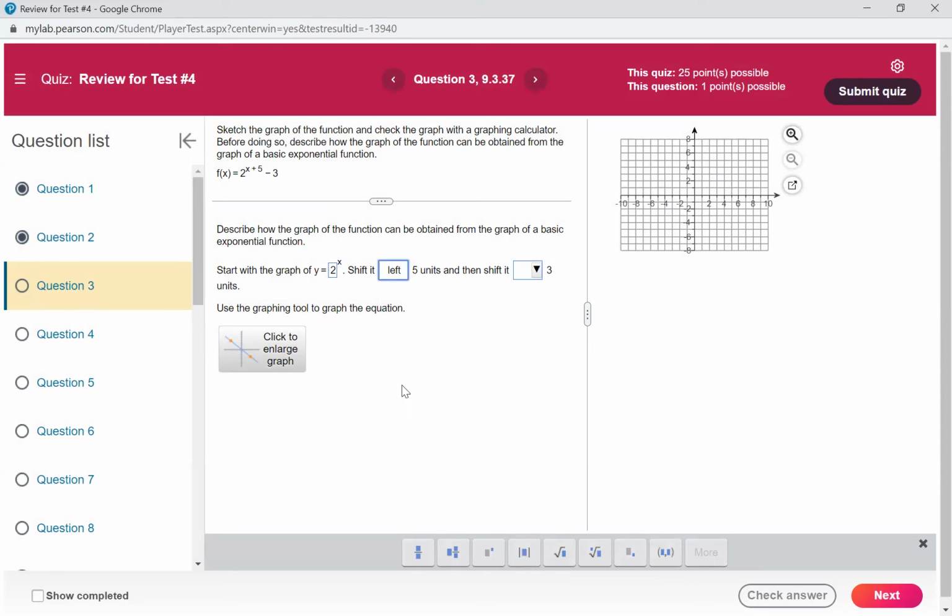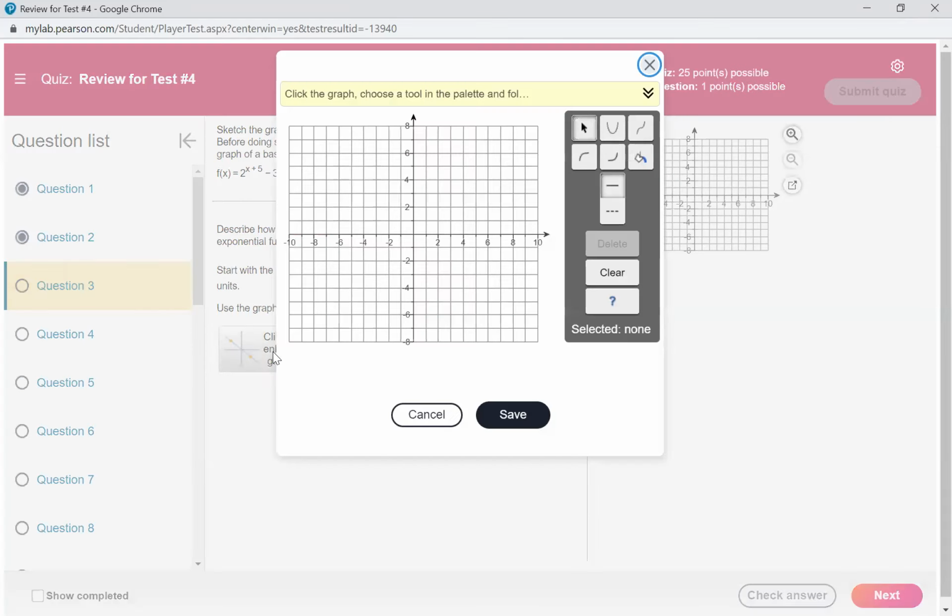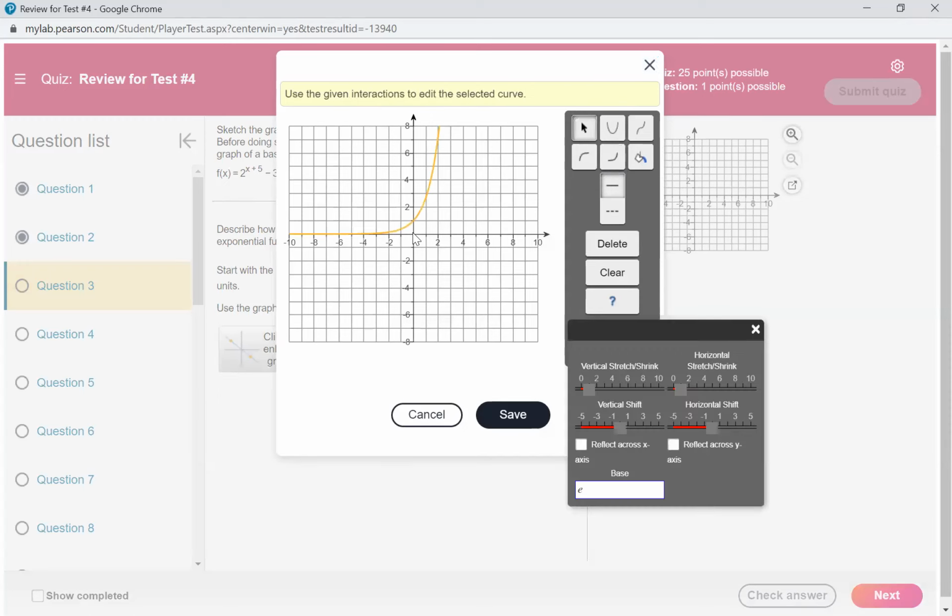Now at the end, you got that -3. Subtracting goes down, adding goes up. So since mine was subtracting 3, mine is going to go down 3 units. And then it's going to want me to graph this. So I'm going to click to enlarge my graph. Grab the exponential tool. And then click anywhere in your graph.